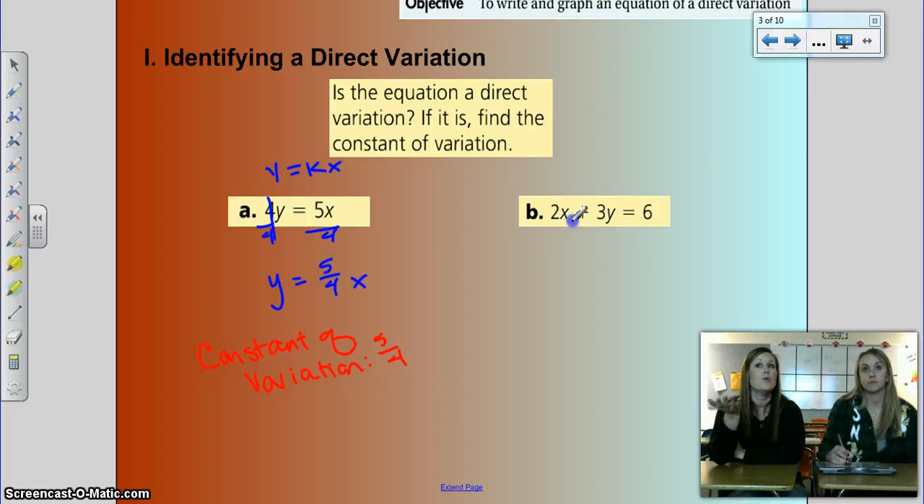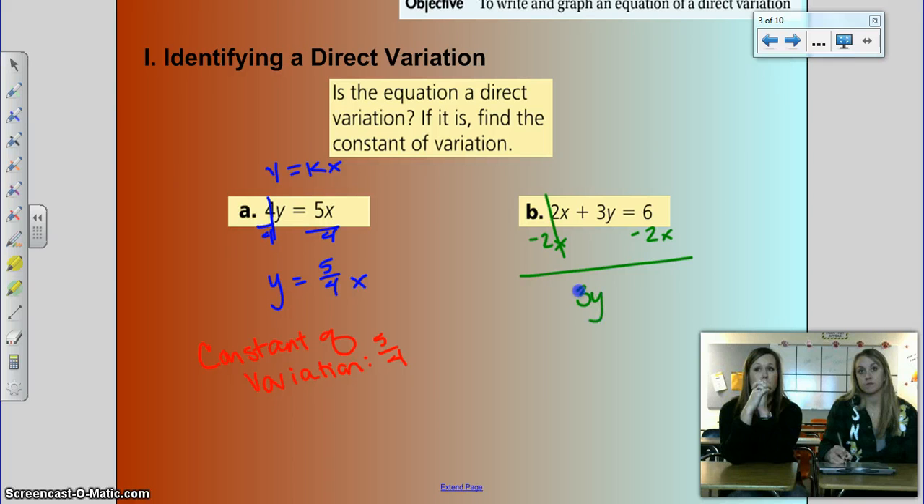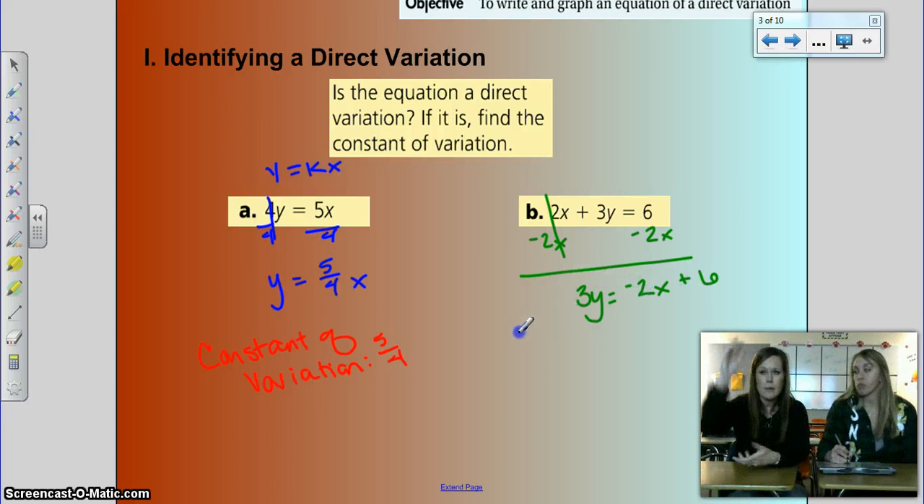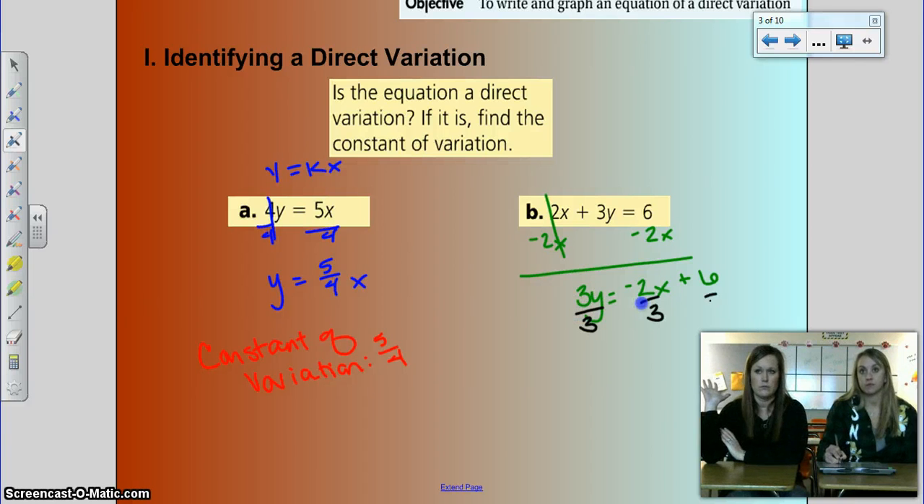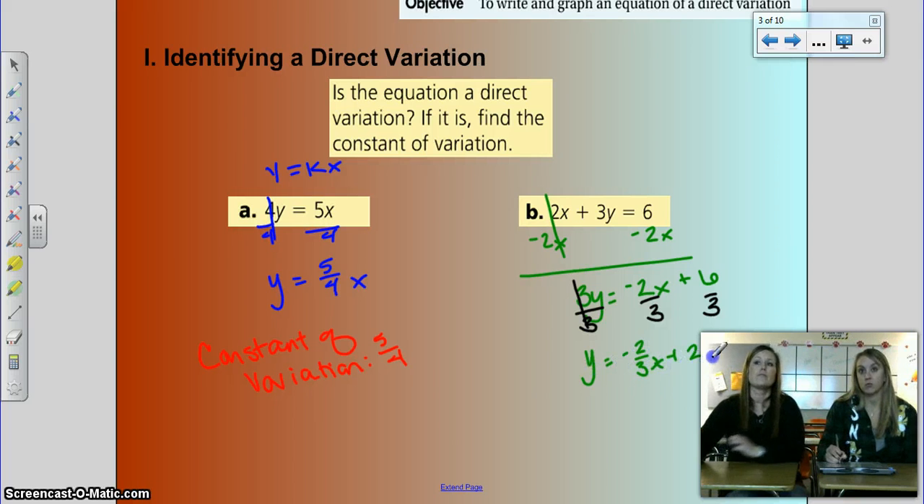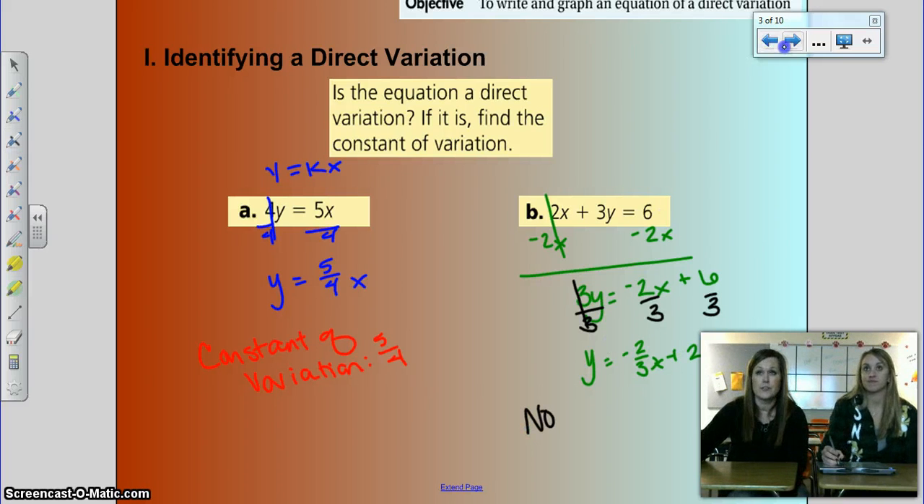So in this one, solving for y, I want to get rid of my x first, so subtract 2x from both sides. So I have 3y equals. It really doesn't matter which one I put first. You can put negative 2x plus 6. And again, I can't combine those two because they're not like terms. Divide by 3 everywhere. So I have y equals negative 2/3 x plus 2. This is y equals kx. Then I have leftover. So this is no. You just write no, and there's no constant of variation.